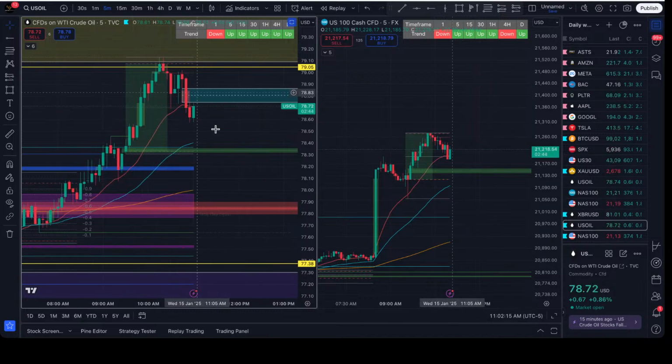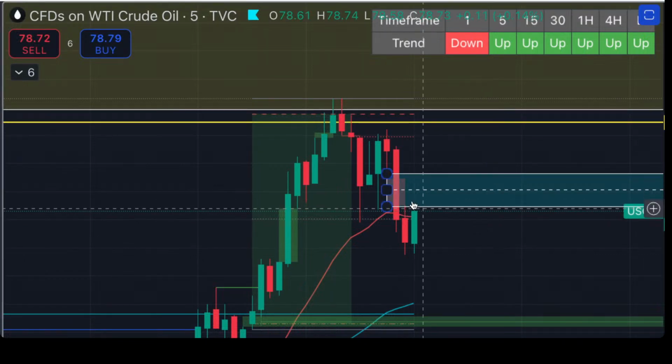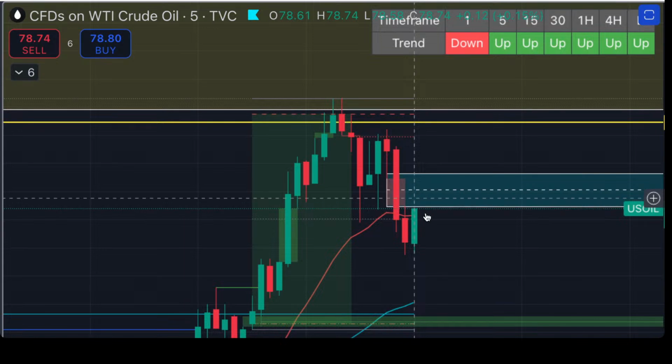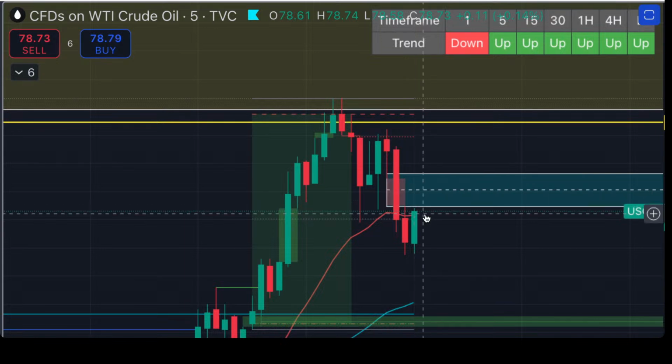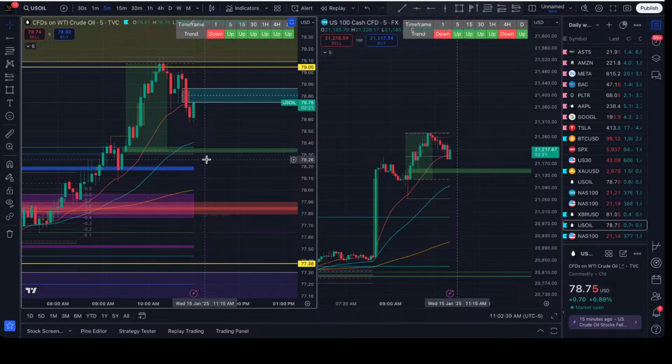There we go. I think we tapped that fair value gap. Ish. A little bit more. As mentioned before, it could actually push up from here too because we have the 20 EMA, but something tells me we'll get a deeper draw. Well, let's see.